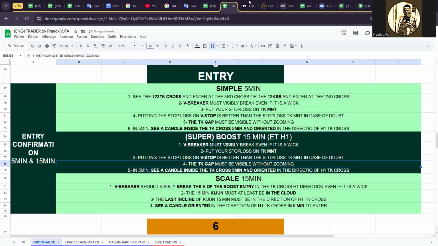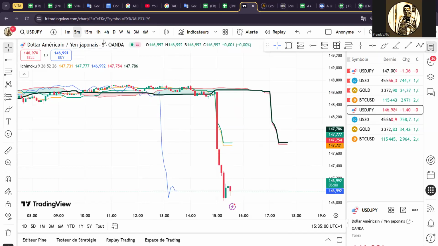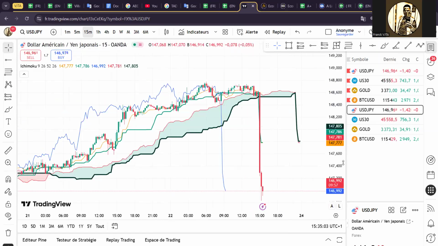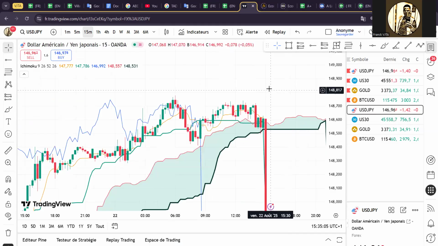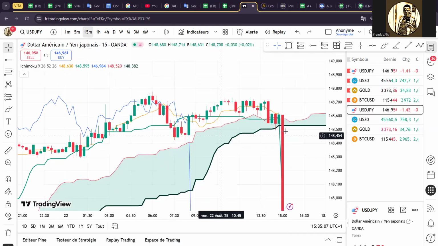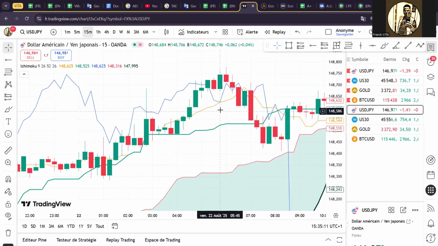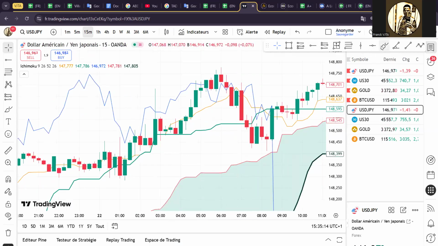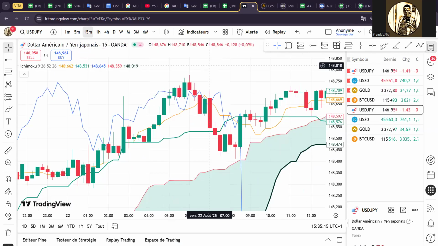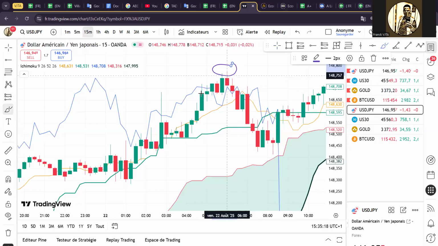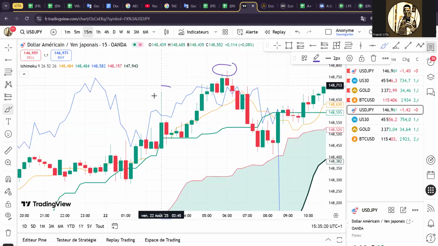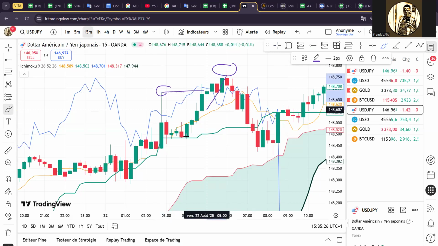Then I will talk about the super boost. The boost now is on 15 minutes. You do the same thing. On 15 minutes, to take a sell, you need to look at the same element. For example, the highest wick here, it is this one, right? You need to look on the left that the highest wick just broke this wick. Okay. But the bottom that created the highest wick, it is this bottom.